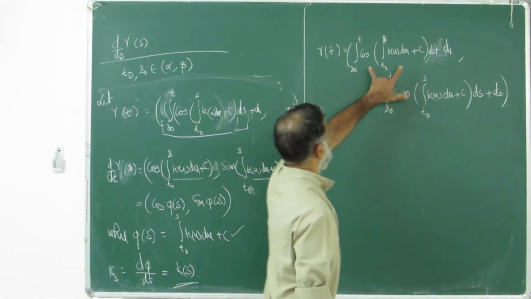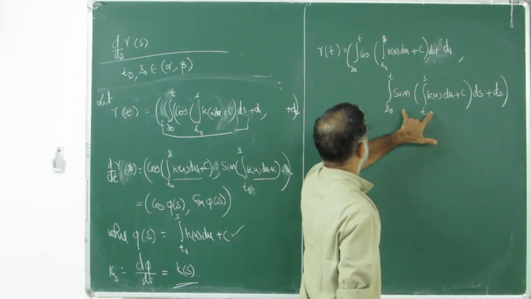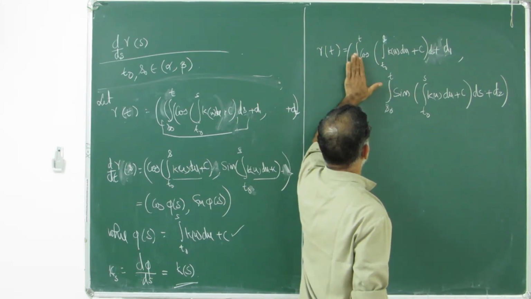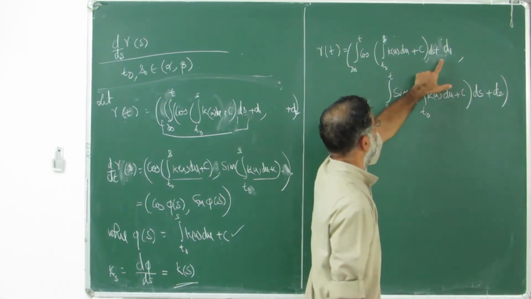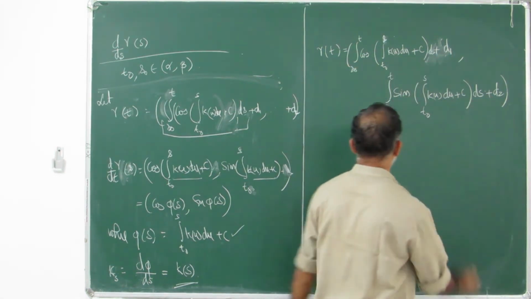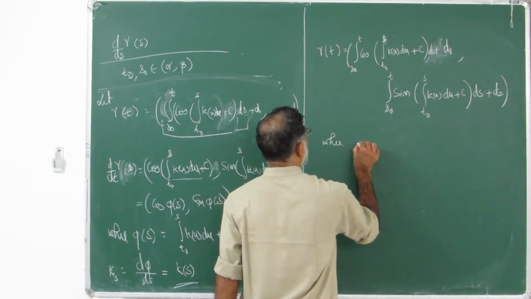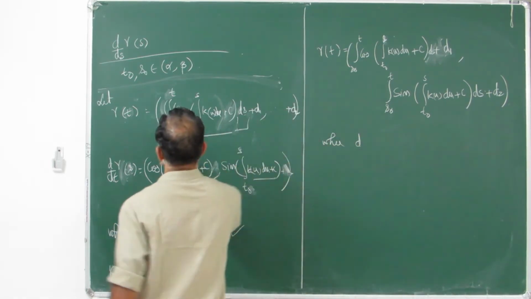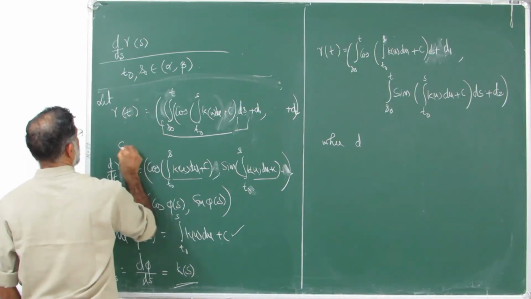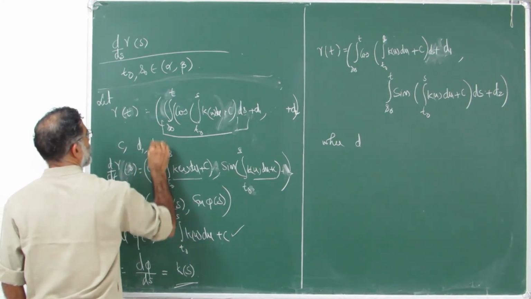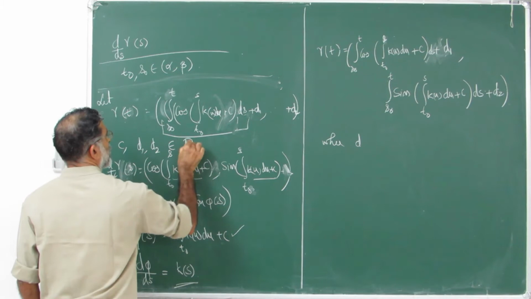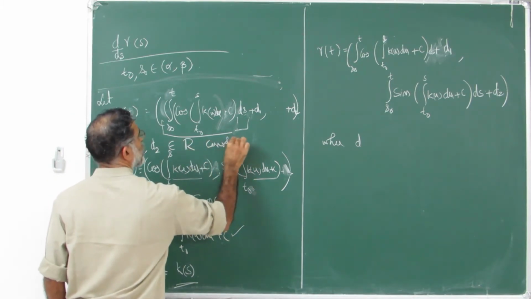If you differentiate, then you get this expression, and the integral goes. So you get d1. These are two constants where you have your d1 and d2. c, d1, d2 are constants, fixed constants.